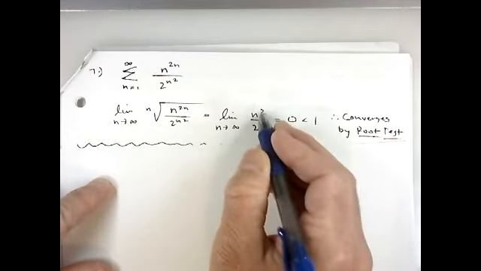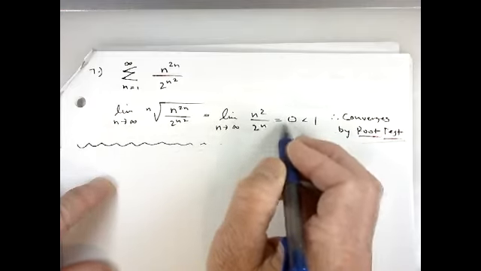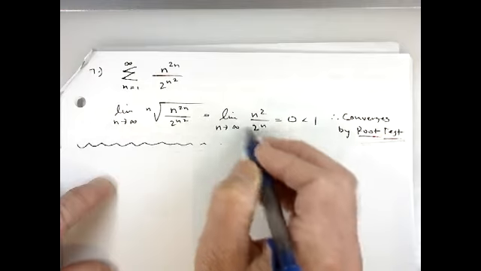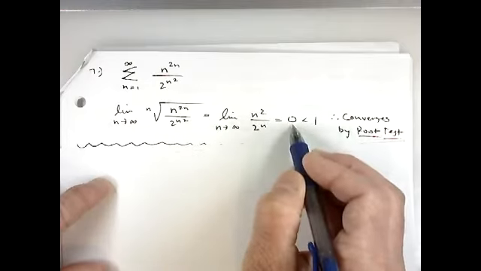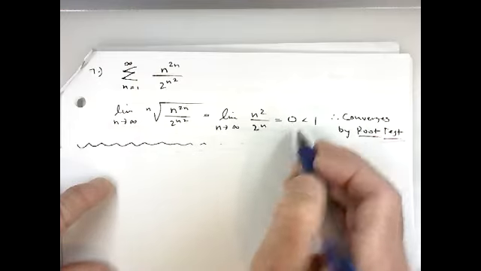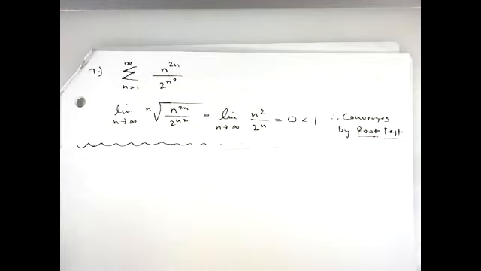And if you take this limit, I know you can do this. You can do L'Hopital's rule a couple of times, or you know that exponential functions get bigger faster than power functions. This limit's going to be 0. And that would be our r value. And since that's less than 1, our series would converge by the root test.